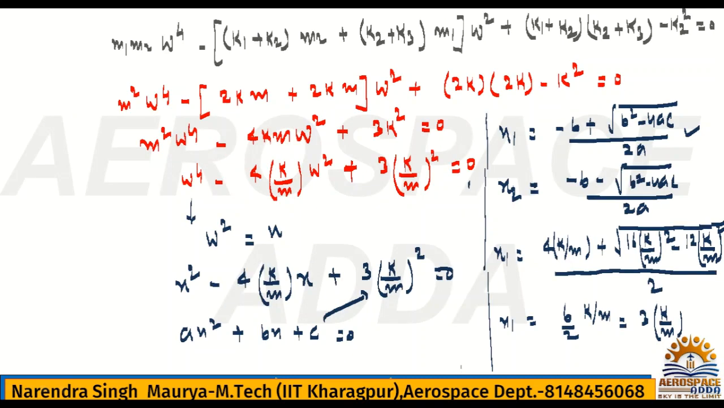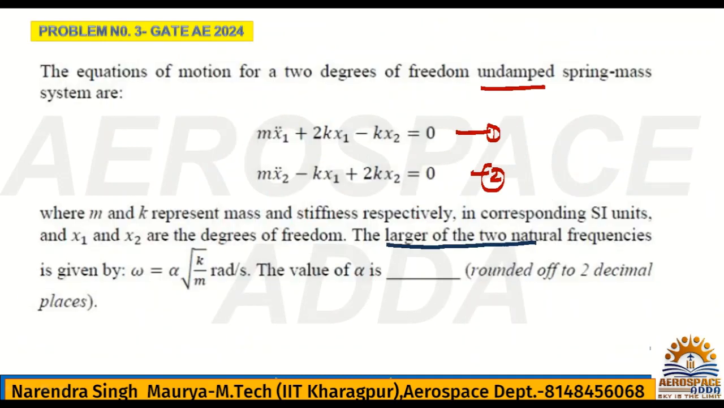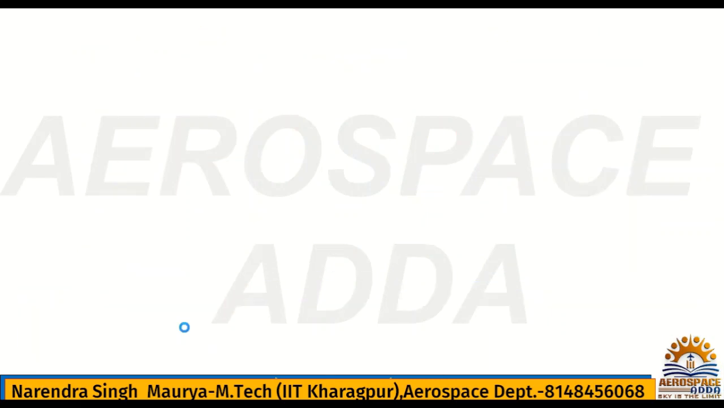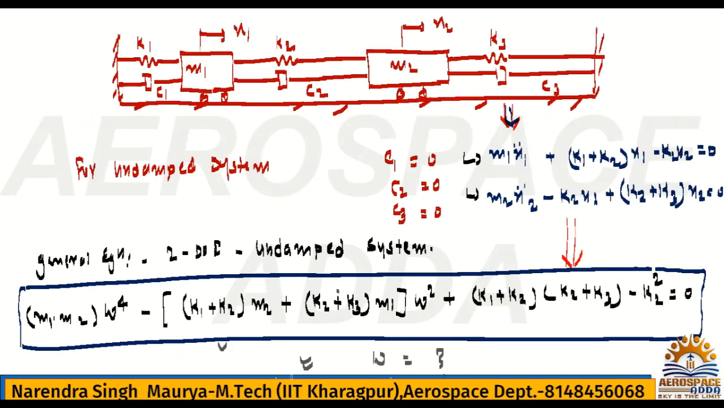Somewhere you have written here this. So now what is the omega? It's root of x1, or it's a root of 3k by m. They ask what is the value of constant alpha. So hope you understood. What is the alpha? Alpha is nothing but root 3. Simple.